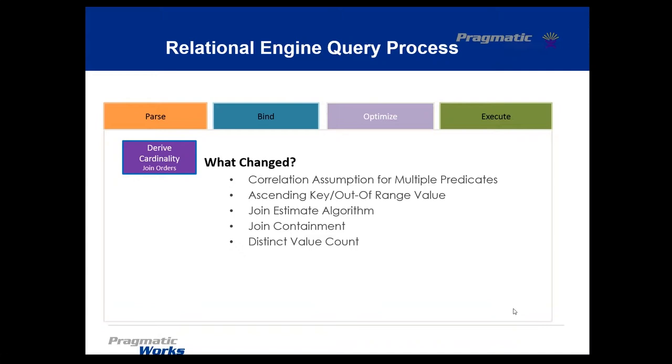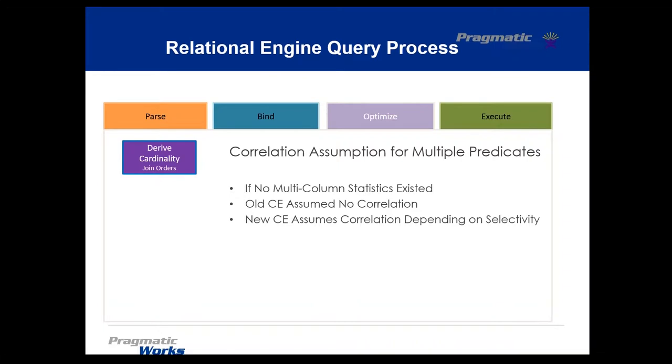So next up, let's talk about specifically what changed. What changed in our cardinality estimator is the correlation assumption for multiple predicates, the ascending key out-of-range values, the join estimation algorithm, join containment, and distinct value count. So for the correlation assumption for multiple predicates, if no multiple column statistics existed, the old cardinality estimator assumed that there was no correlation.